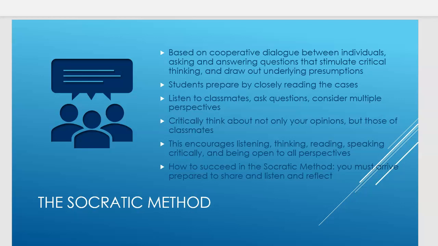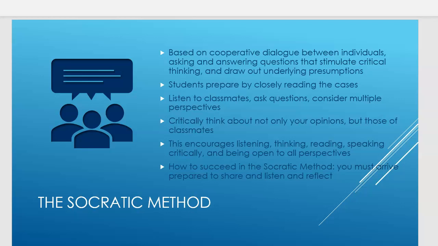So students prepare for this Socratic method by closely reading the cases. This means that everyone needs to read all the cases and be prepared to discuss the case, participate by including your perspectives, what comes up for you, what connections do you make to the content from the MSW program, from your field placements, and from your lived experiences.